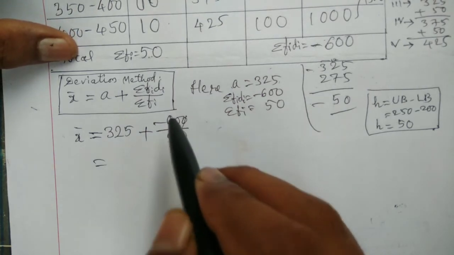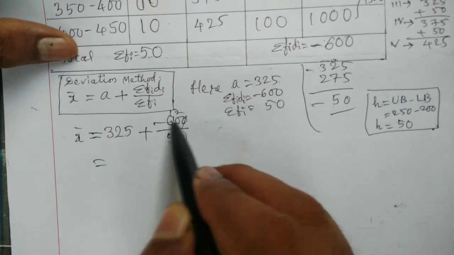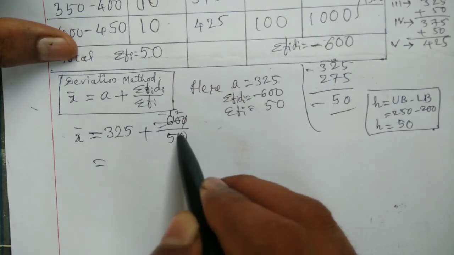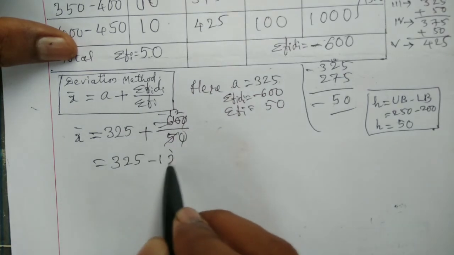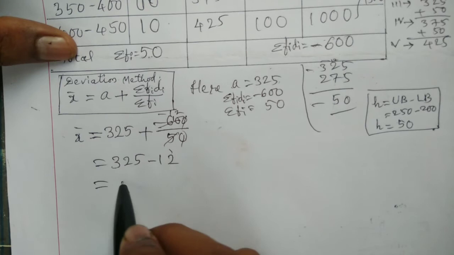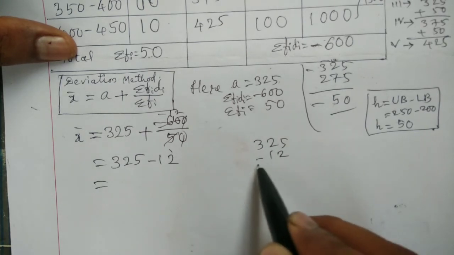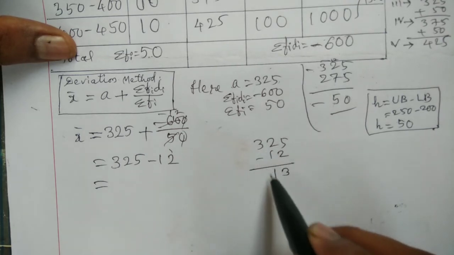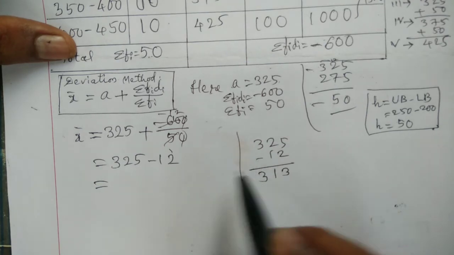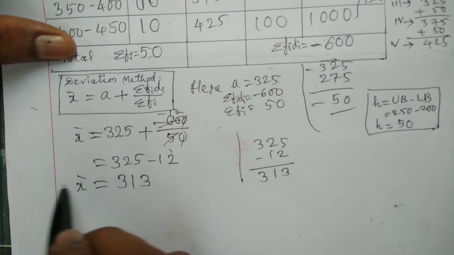0 0 gets cancelled. 5 ones are 1 balance, 5 twos are, so minus 12. 325 minus 12 is equal to 313. This is the mean.